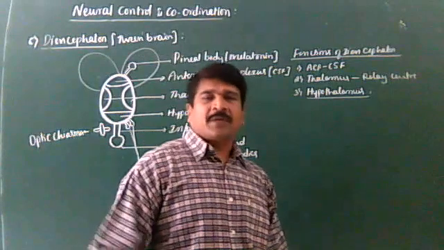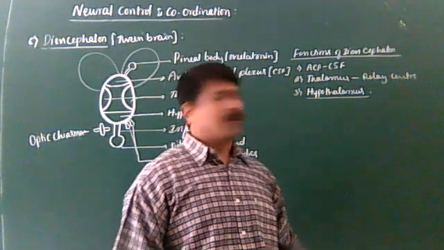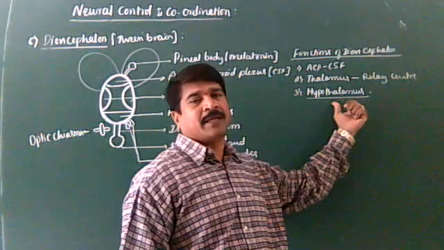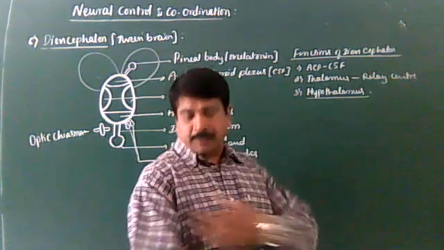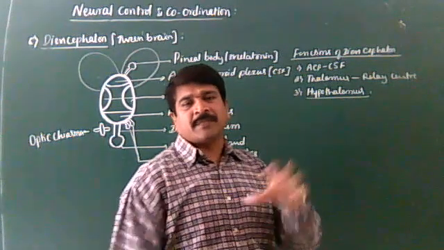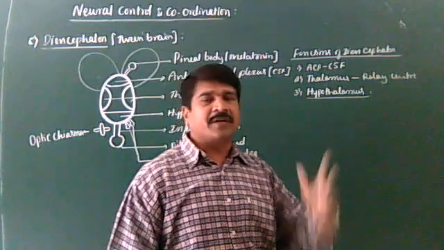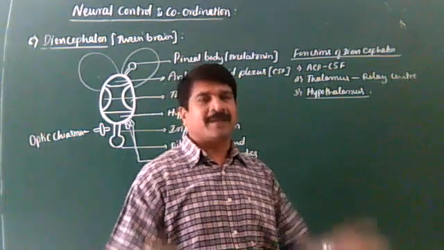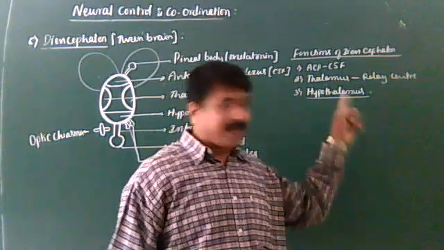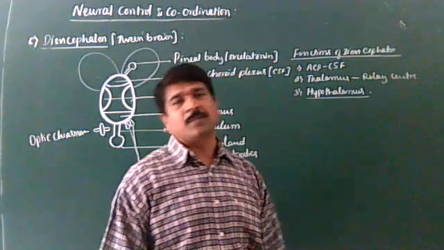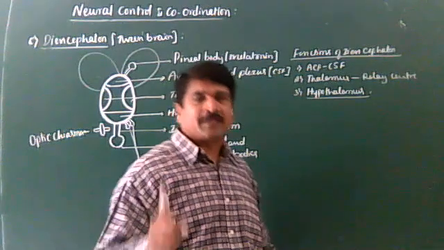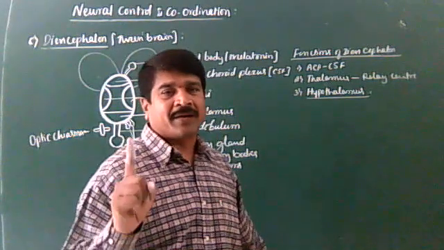Suppose the temperature is below optimum, that message also goes to the hypothalamus. Hypothalamus sends impulses to our muscles. These muscles undergo shivering, generate a lot of heat, and raise the body temperature. Like that, hypothalamus regulates the body temperature. That is why it is commonly called the thermoregulatory center.